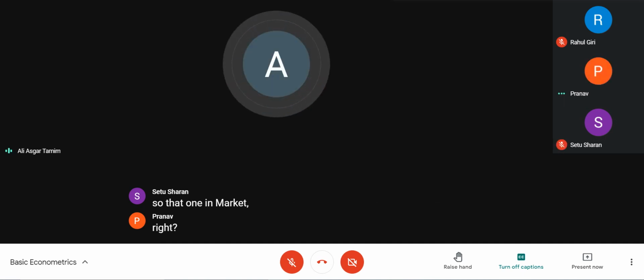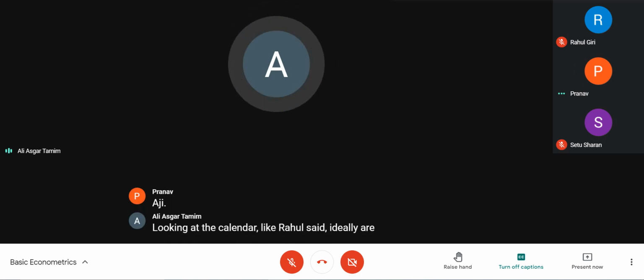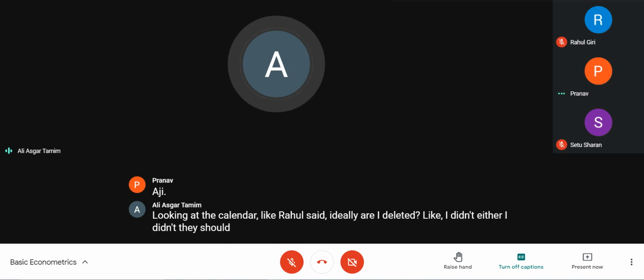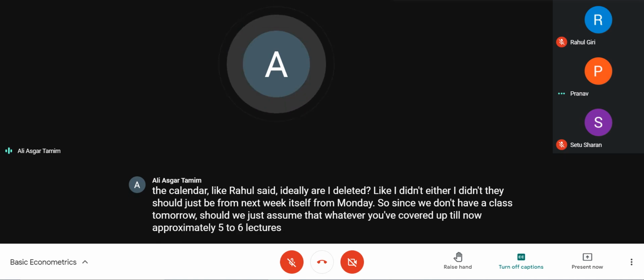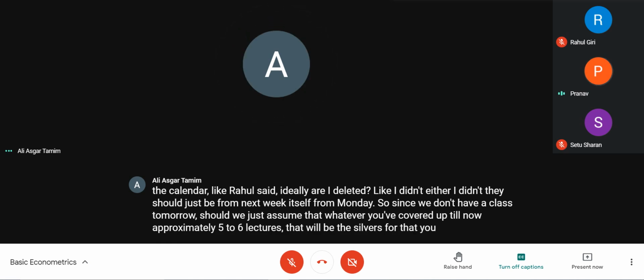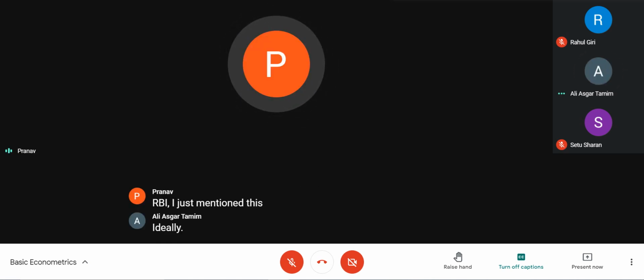Okay, sir, one more question. Looking at the calendar, like Rahul said, ideally it should be from next week itself, from Monday. Since we don't have a class tomorrow, should we assume that whatever you've covered up till now, approximately 5 to 6 lectures, will be the syllabus? I think till today, whatever we have covered is your syllabus.